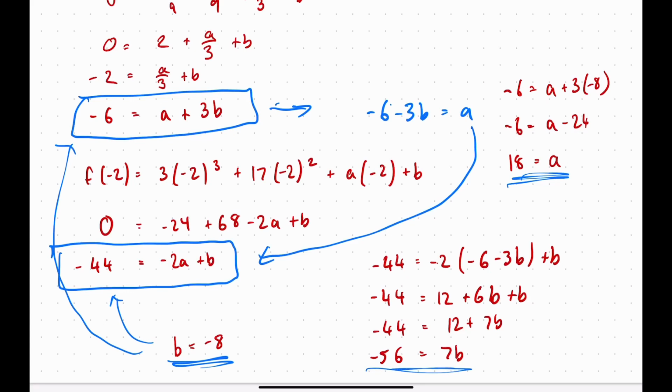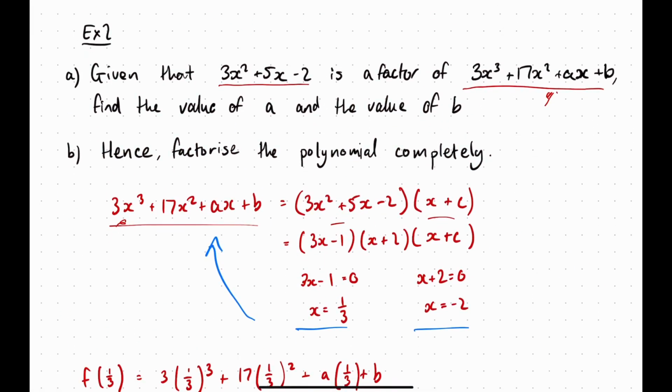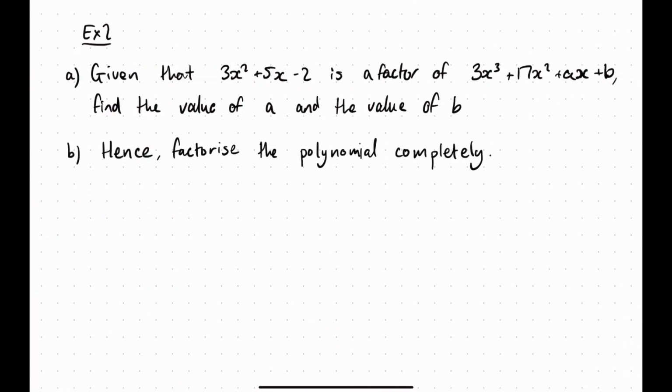Okay, so I've now found a and b, which answers the first part: find the value of a and find the value of b. So I can rewrite this equation as 3x cubed plus 17x squared plus 18x minus 8.